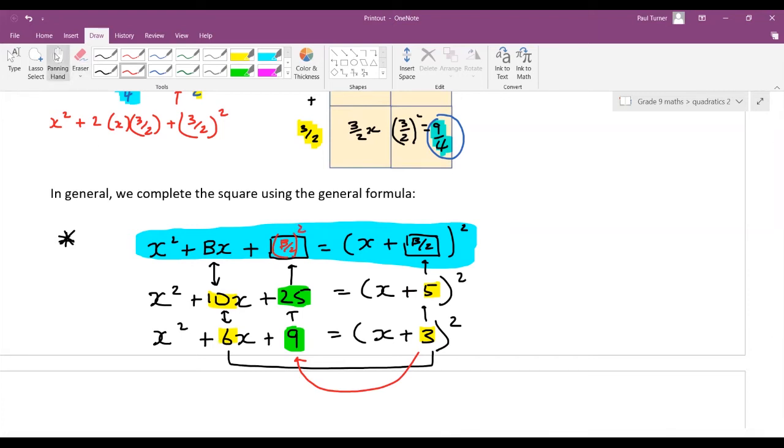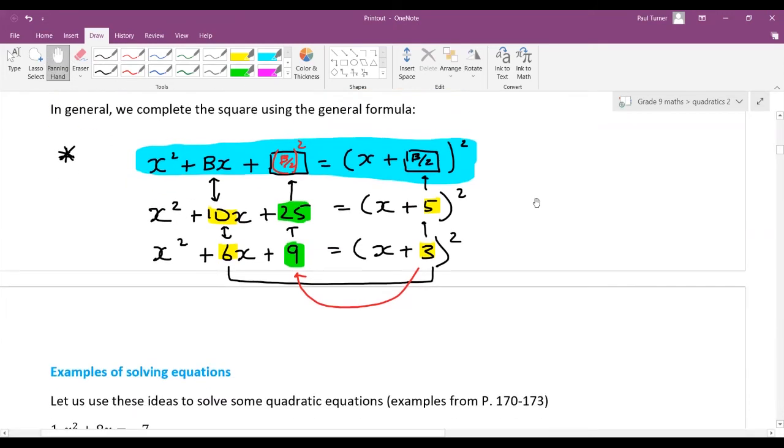Okay, so that's the formula you're going to need to remember. So I'll write it down again here. So x squared plus bx, it could be minus as well, plus b on 2 squared. It may be negative in here, but when you square a negative, it's positive anyway. And that would be x plus b on 2 squared, like that.